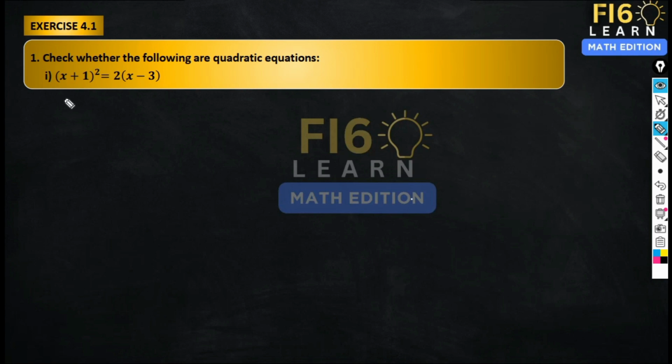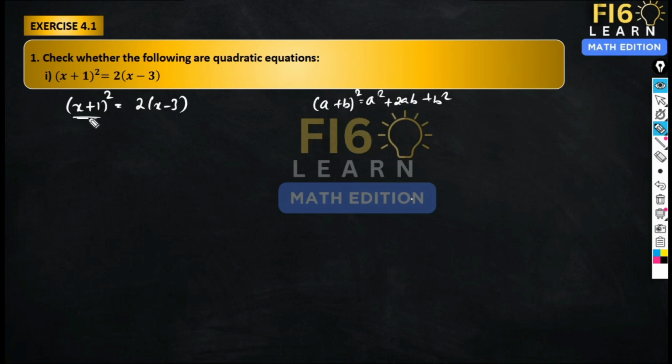In the first question, we have (x + 1) whole square on the left hand side and 2 into (x - 3) on the right hand side. We can expand the left hand side using the (a + b) whole square formula. You know that formula, right? (a + b) whole square is equal to a square plus 2ab plus b square. So we can expand the left hand side using this formula.